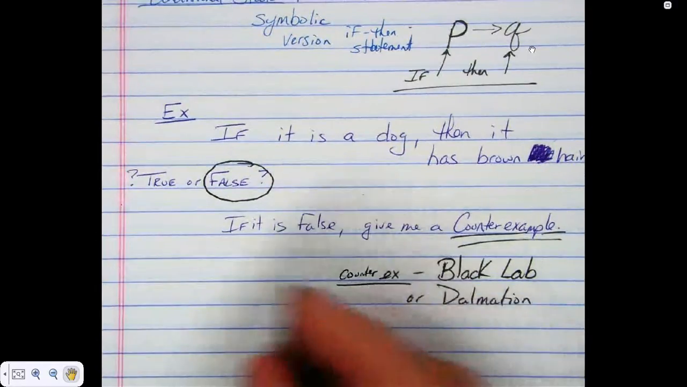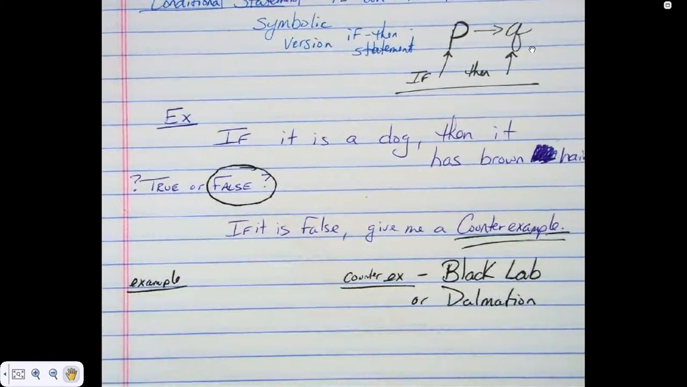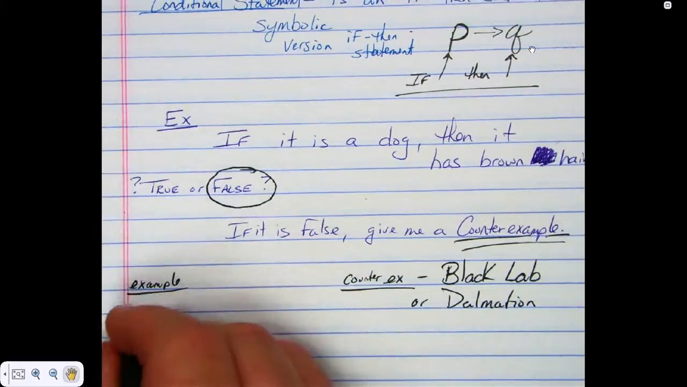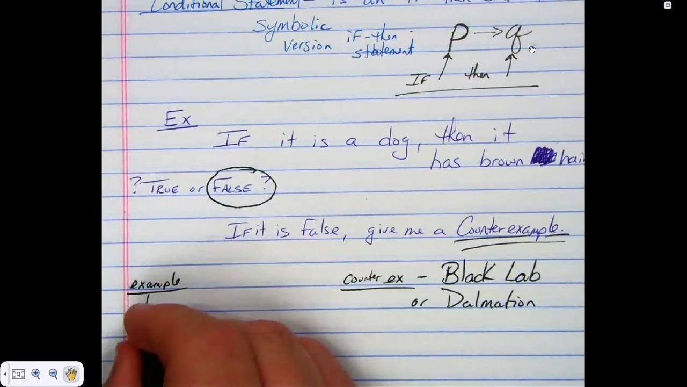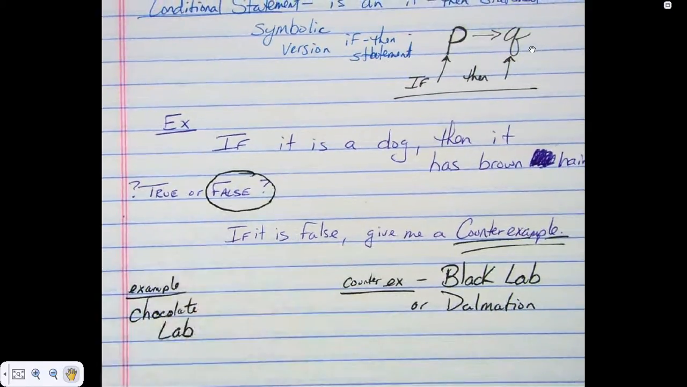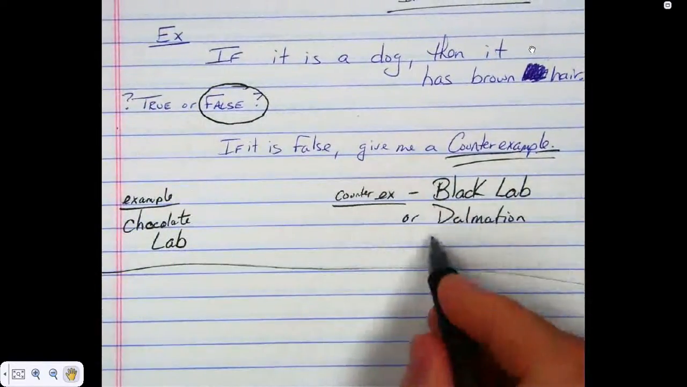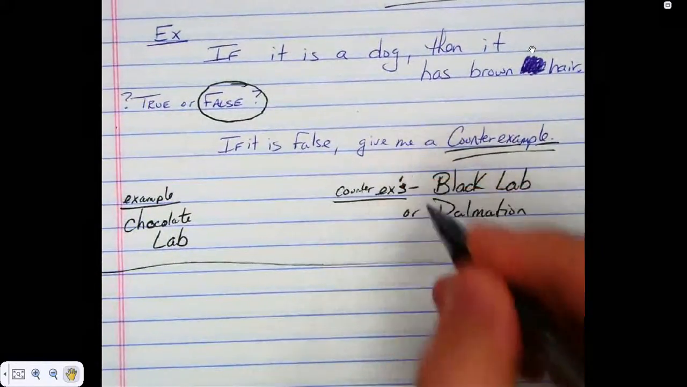No. Here are counterexamples. What about an example? Give me an example of when it works. Brown poodles. A brown shih tzu. Chocolate lab. That's probably the easiest one to write. I don't have to spell shih tzu. Probably won't be much better with chocolate, but I'm a math teacher, not English. Now, that's an example. These are what? Counterexamples. You guys see the difference?